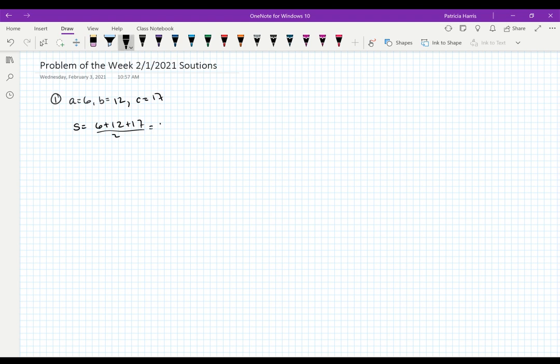To find the area, you use the semi-perimeter, and then you multiply the difference of the semi-perimeter on each of the sides. Now, these differences should all be positive. If not, you know you did something wrong. This is definitely a calculator problem for me.